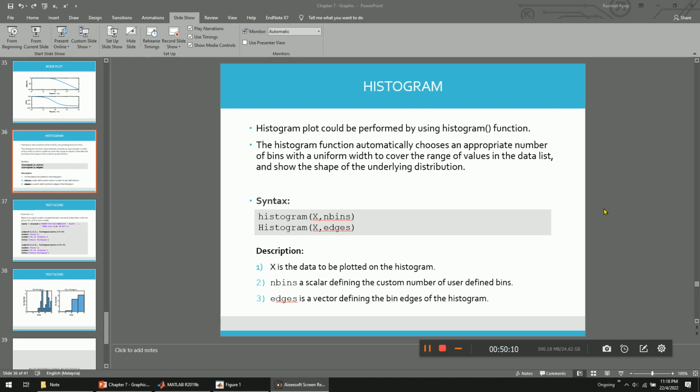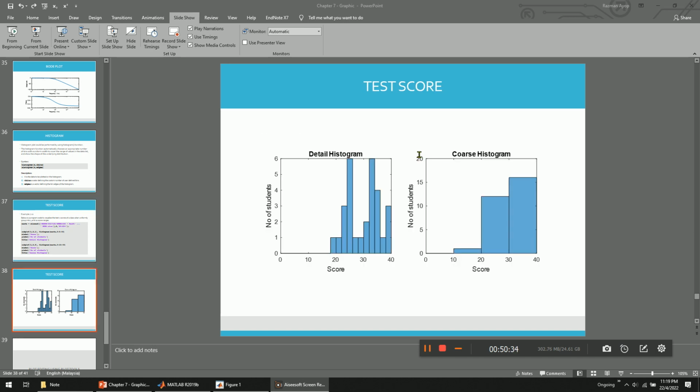Okay, we continue with the last part of spatial plot, which is histogram. So a histogram plot could be performed by using the histogram function. The histogram function automatically chooses an appropriate number of bins with uniform width to cover the range of values. I think most of you already know what a histogram is. You have multiple data here, and it will sort it accordingly.